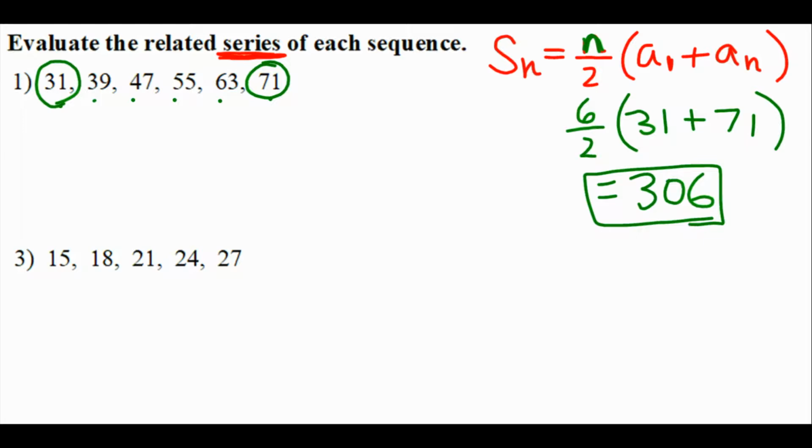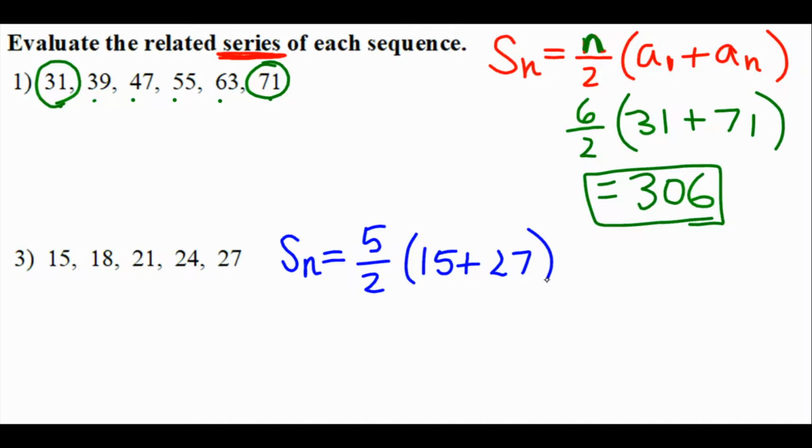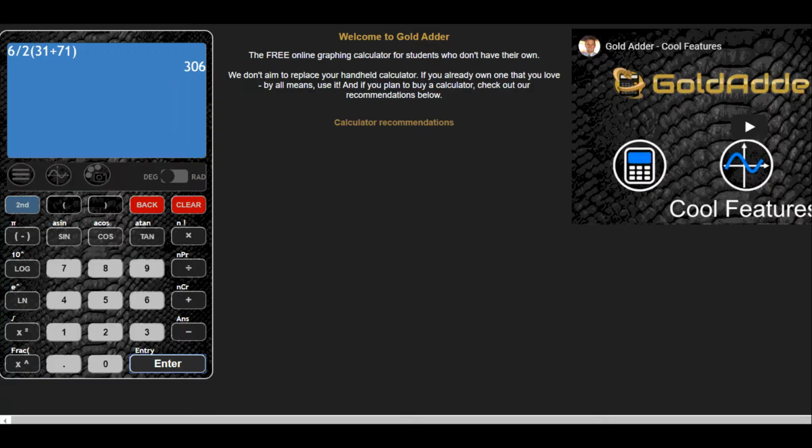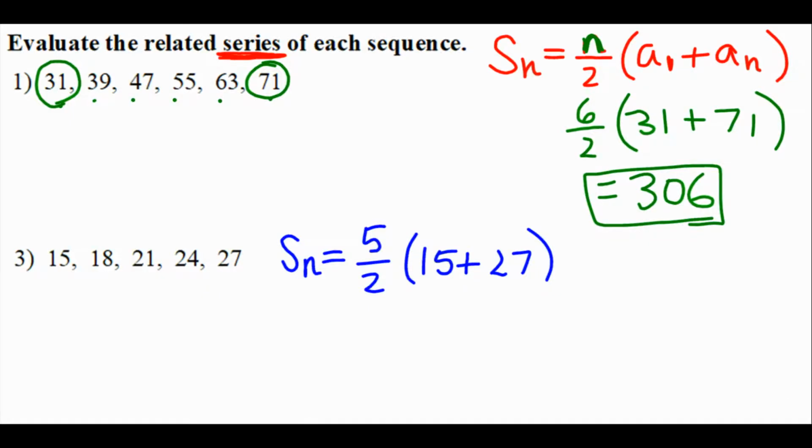So then the next one, we're going to do the same thing. Evaluate the series. Find the sum. Sn equals, in this case, I see 5 numbers. The first number is 15, and the last number is 27. So all I have to do is calculate that. You can do the order of operations by hand if you'd like, but I'd rather use a calculator. 5 over 2 times 15 plus 27 is 105. So your answer is 105.